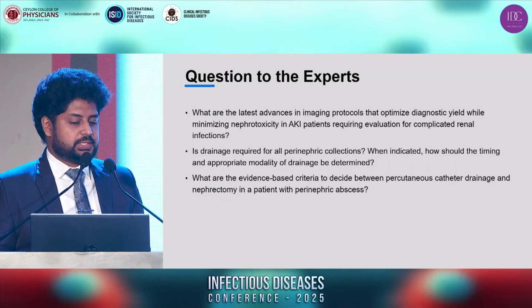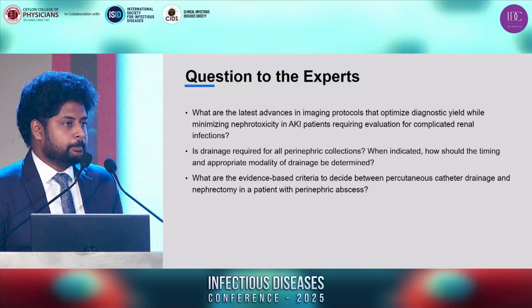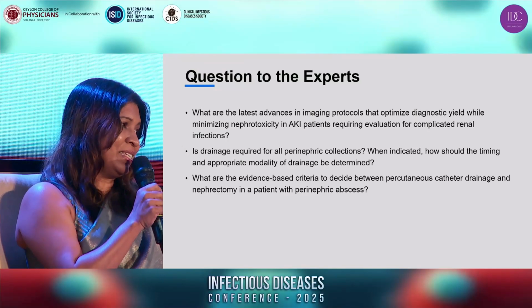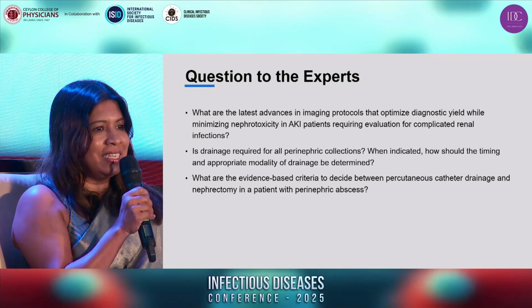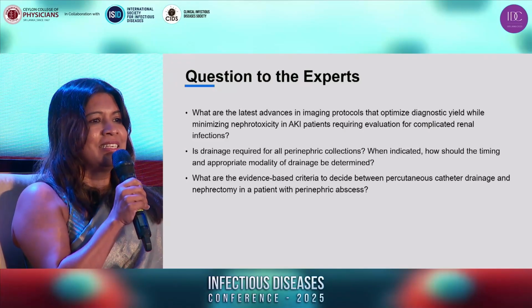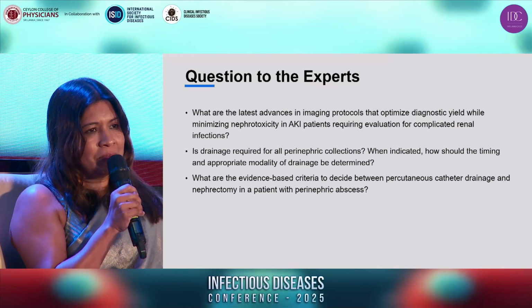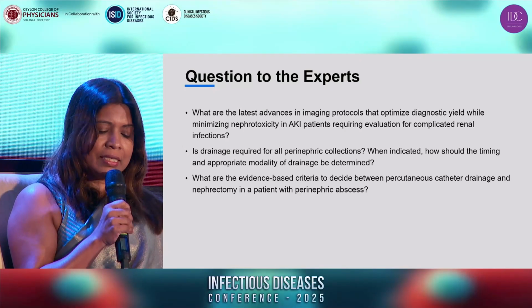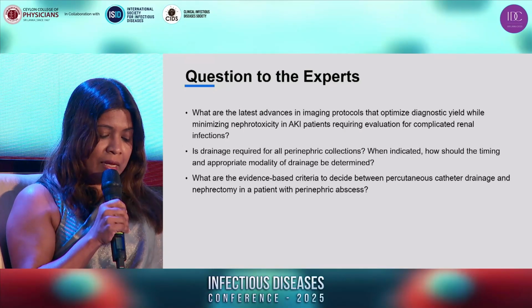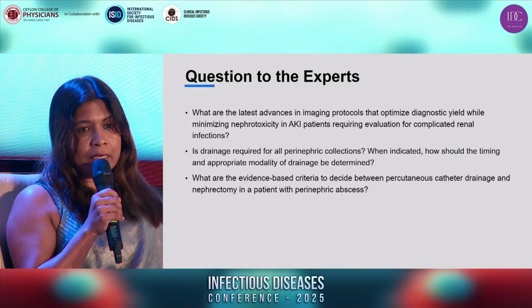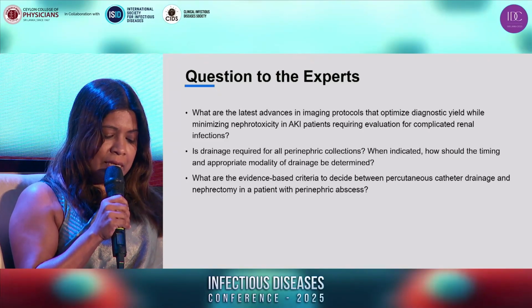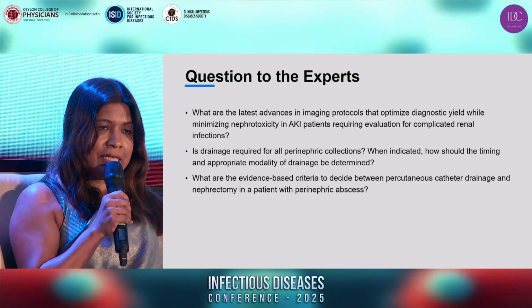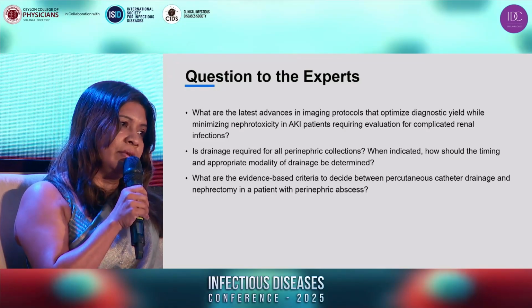Continuing on that, we'll just add a few more questions as well. So this is a constant problem that we encounter in day-to-day practice, the GU team requesting contrast imaging for better visualization of kidneys and the nephrology team declining it considering the renal functions. So my question is again to Professor Ibrahim, what are the latest advances in imaging protocols that optimize diagnostic yield while causing minimum nephrotoxicity in patients with AKI, especially when they need detailed evaluation of complicated renal infections?